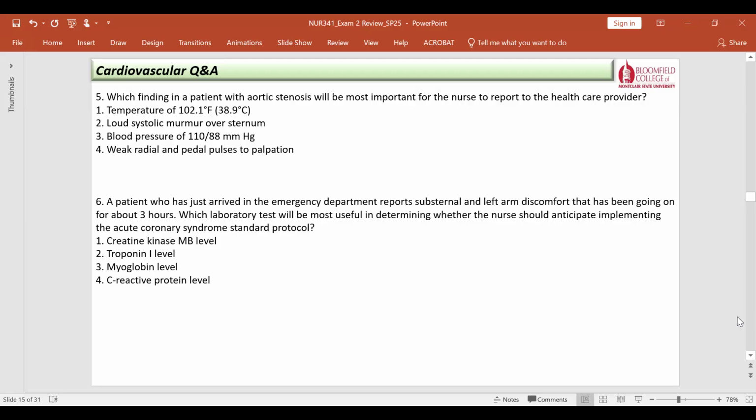The questions about aortic stenosis, in Adult L3 we're going to cover the cardiac valve dysfunctions of the heart, like mitral valve stenosis, mitral valve regurgitation, aortic valve stenosis and regurgitation, the same thing. That will be covered more in depth and more comprehensively in an intensive review in Adult L3. So which finding in patients with aortic stenosis is most important to report to the PCP? The temperature.